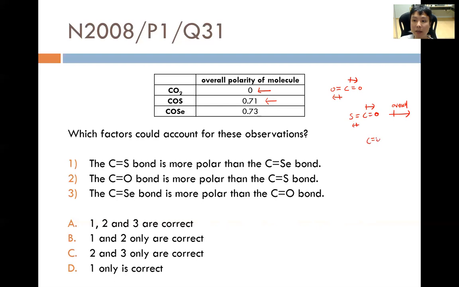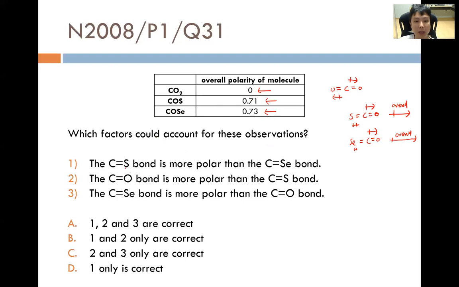On the other hand, COSe. Again, this one is in this direction, but because selenium is lower down in the group as compared to sulfur, the electronegativity of selenium is smaller than that of sulfur, which means this bond vector is going to be even smaller. So if you add these two up, you're going to get an overall longer dipole in this case. That's the reason why for COSe, the overall polarity is 0.73, which is the largest among the three. So which factors could account for these observations?